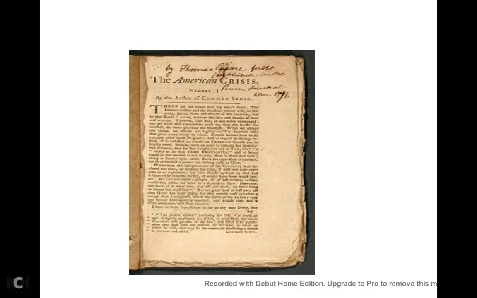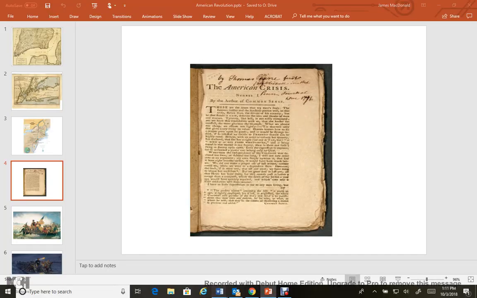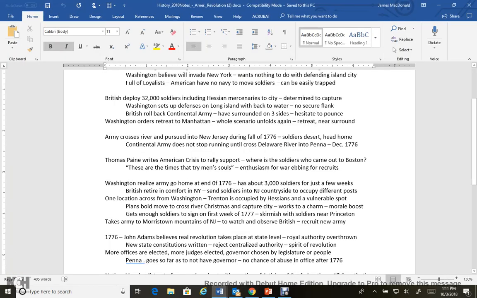Well, it's Paine in The American Crisis who says, "These are the times that try men's souls. The sunshine soldier and the patriots, in other words, will in this crisis fail." In other words, he's talking about what Washington already knew, that when things look good, there's a lot of enthusiasm for support of the Continental Army. And then when things go bad, Washington asks, where are all those soldiers who came out in support after Lexington and Concord? Well, they're gone.